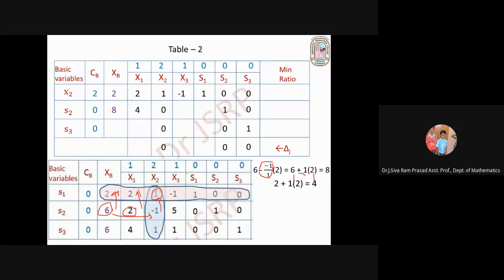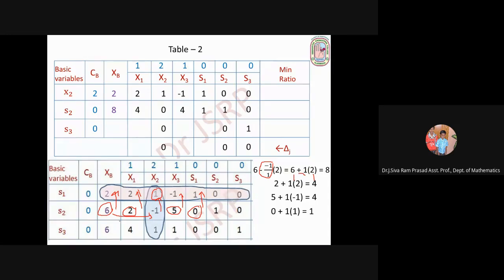Next, to calculate the x3 value, the present value is 5 and the pivot row element is minus 1. So here replace 5, here minus 1. So 5 plus 1 into minus 1. So 5 minus 1, 4. For S1, present value 0 and pivot row element 1. So 0 plus 1 into 1. That is 1. So here 1.